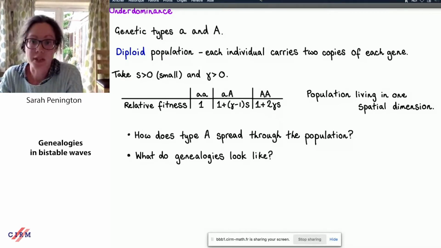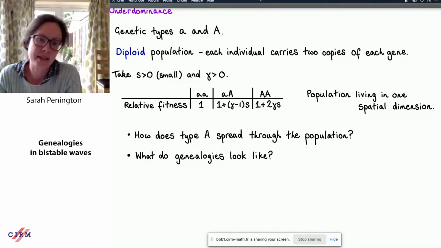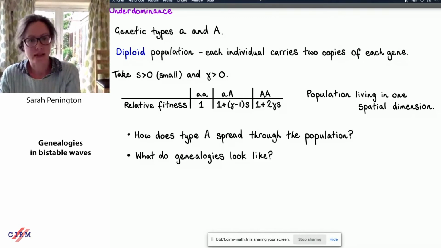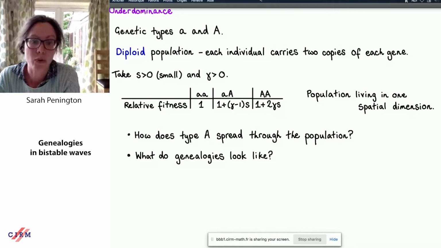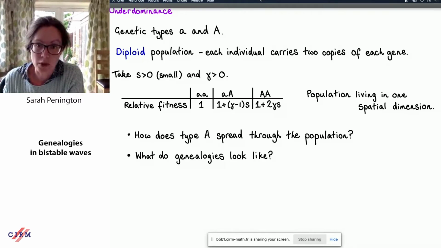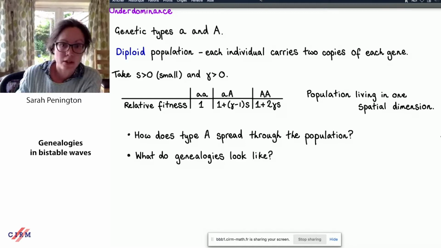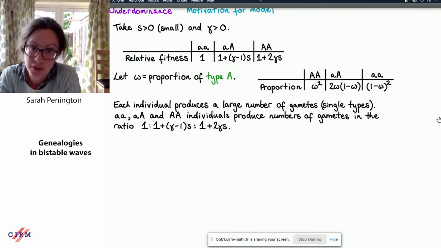And again, we're going to be thinking of a spatially structured population that's living in 1 spatial dimension. So what we were interested in is, if we take an individual-based model of this population, then how does the advantageous type capital A spread out in space through the population, and also what do the genealogies look like? So first of all, we need a model. I'm going to show you the model on the next slide, but on this slide I just want to give some motivation for the model.